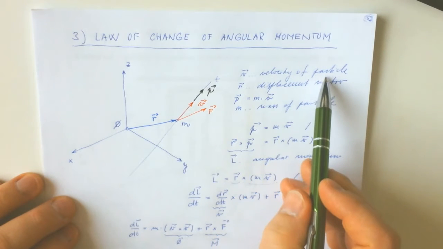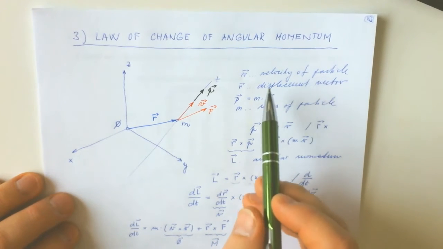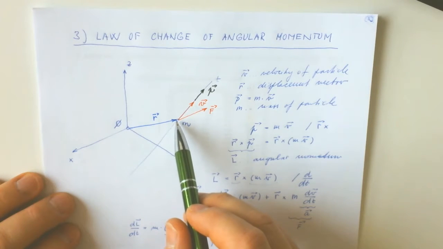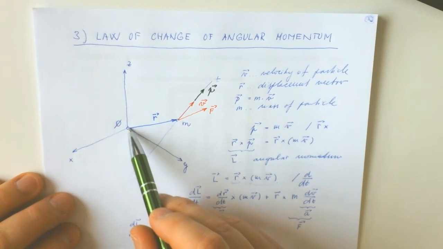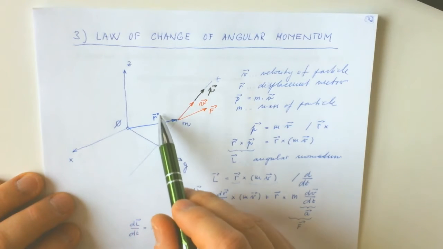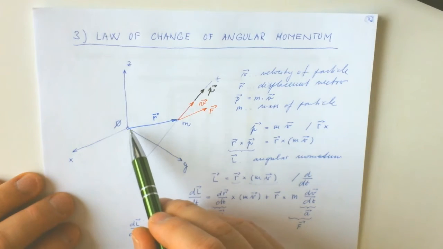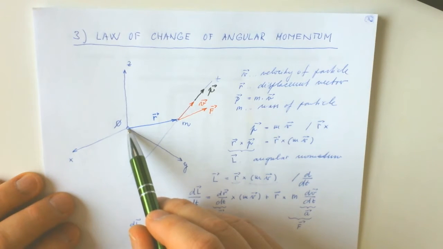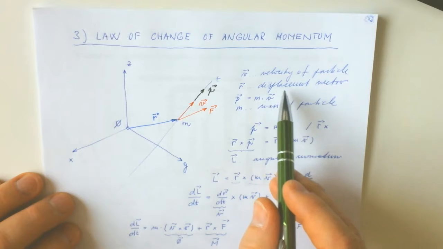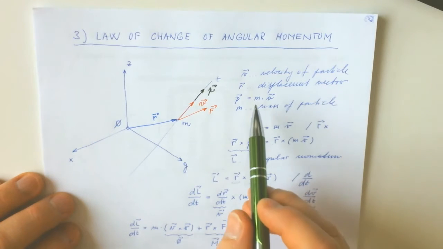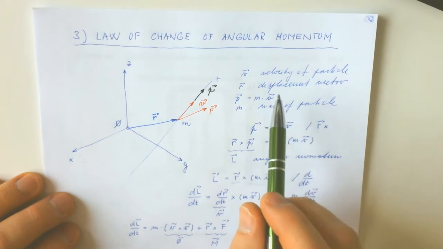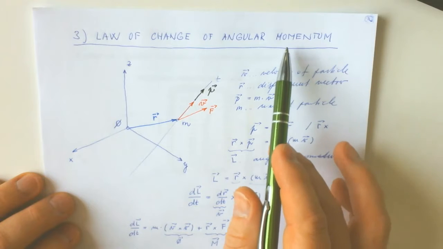So v is the velocity of the particle, and if we investigate the motion of the particle, sure, we need to measure the displacement. We can use this displacement vector to show how far this particle is from the origin of the coordinate system. r is the displacement vector. We can calculate the vector of momentum.